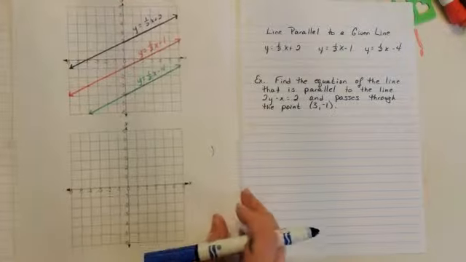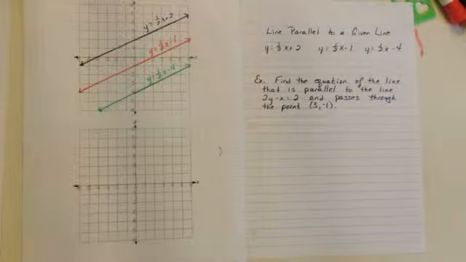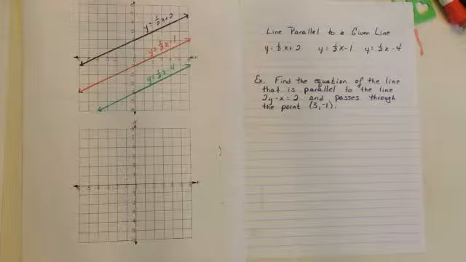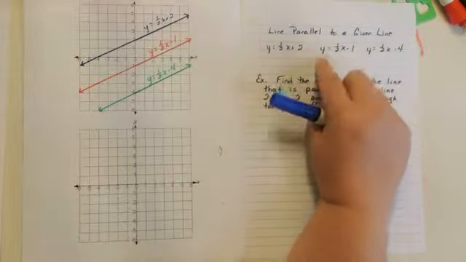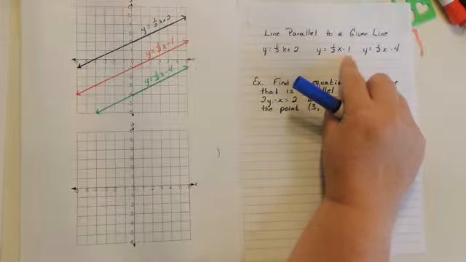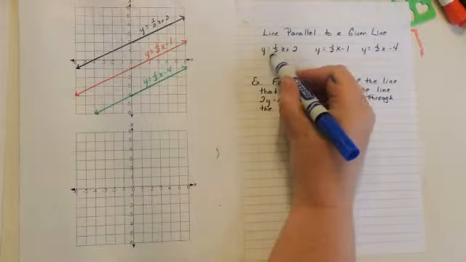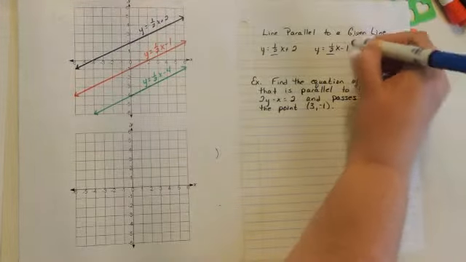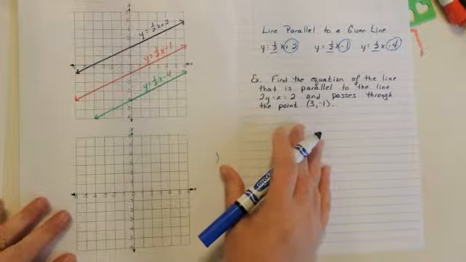Okay, that's it for those for the moment. Let's look at parallel lines. Parallel lines share the same slope, but they have different y-intercepts. So if we look at the equations, y equals 1/2 x plus 2, y equals 1/2 x minus 1, and y equals 1/2 x minus 4, we'll see that all three of these lines have the same slope, but they have different y-intercepts. Okay? So I graphed all three of these lines.